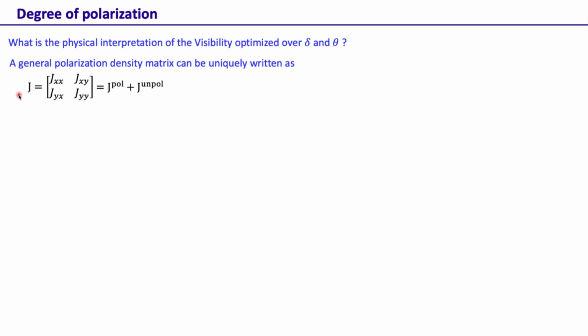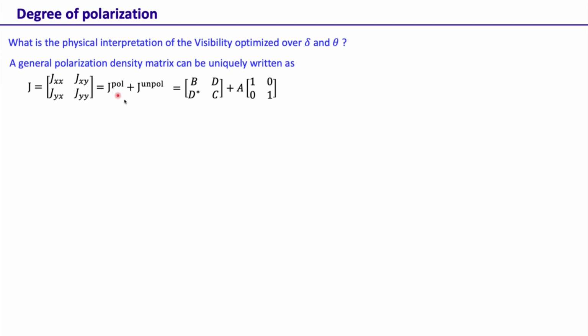And a generic polarization density matrix, an unknown state, can always be written as a state which is completely polarized plus a state which is completely unpolarized. That means if we had just this state, then the visibility will be equal to 1. If we had just this state, then the visibility will be equal to 0. And a generic state can be written as the sum of these two states.